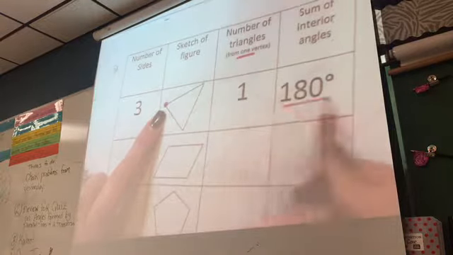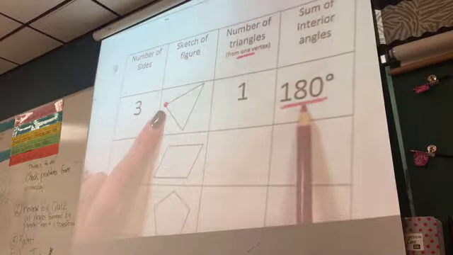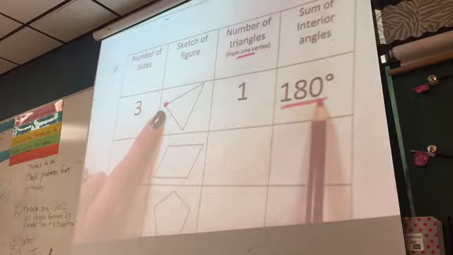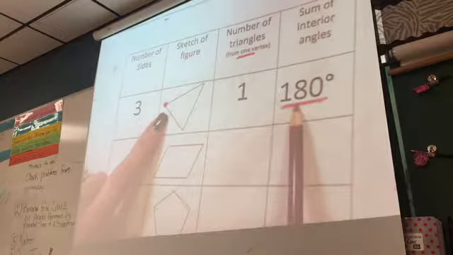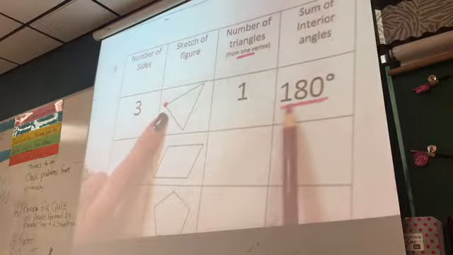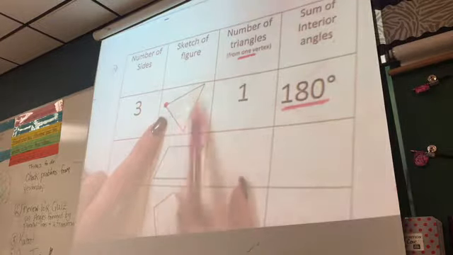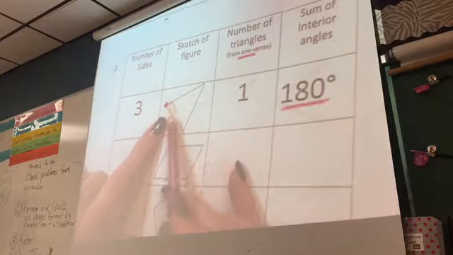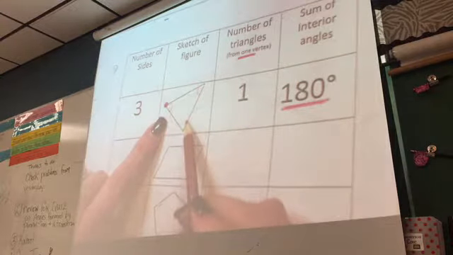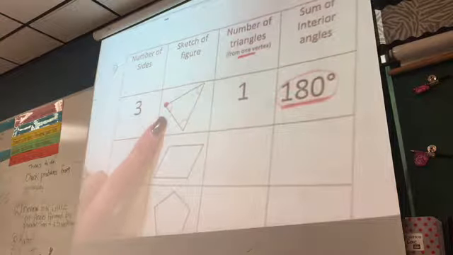So we know that one triangle is always going to equal 180 degrees no matter what. It doesn't matter if it's a right triangle, an acute triangle, an isosceles, scalene. None of those things matter. What matters is if it's a triangle in some form, the inside measures, if I were to measure all of these angles, will always, no matter what, equal 180 degrees. So let's look at the next shape.